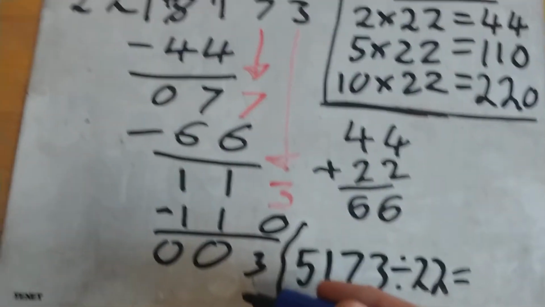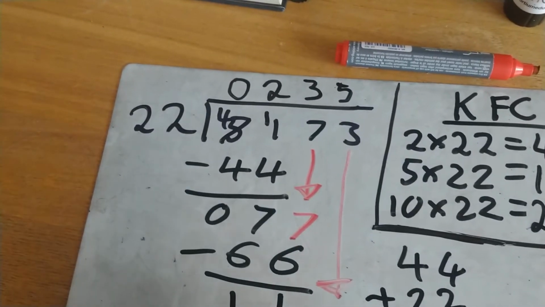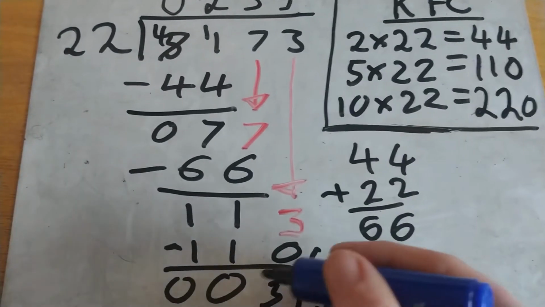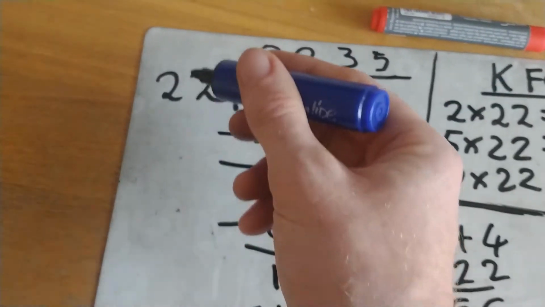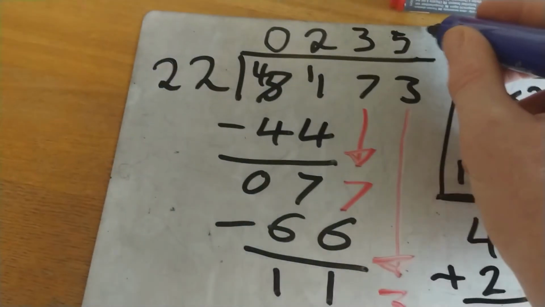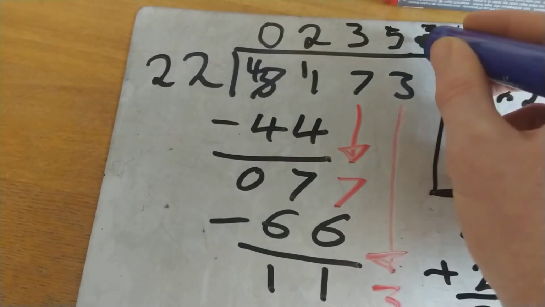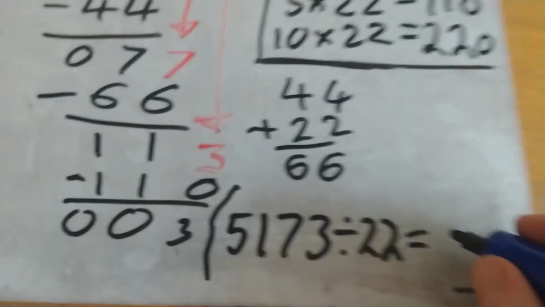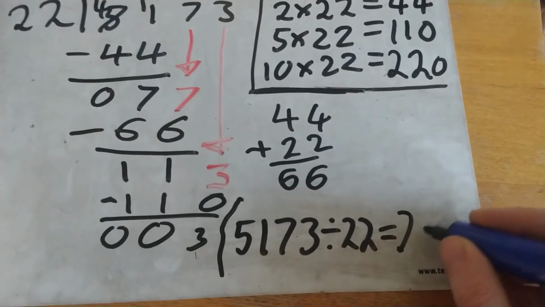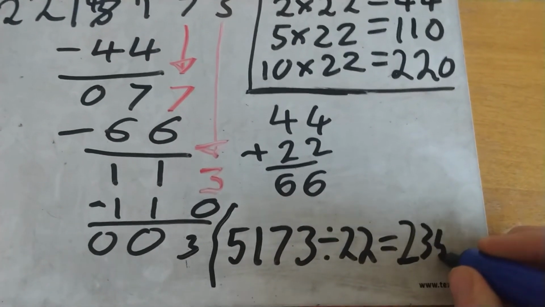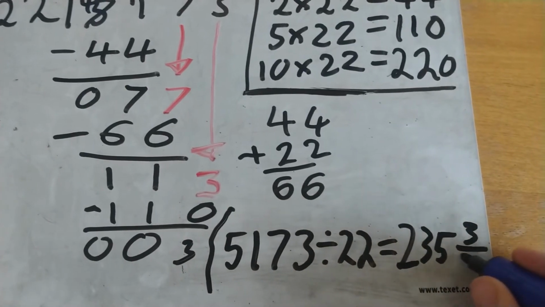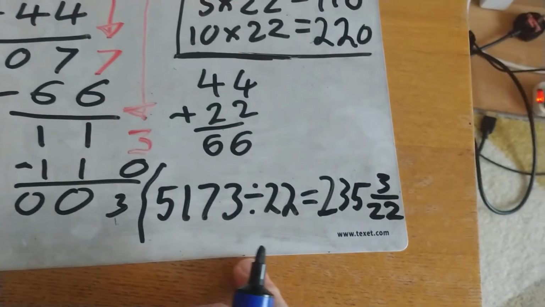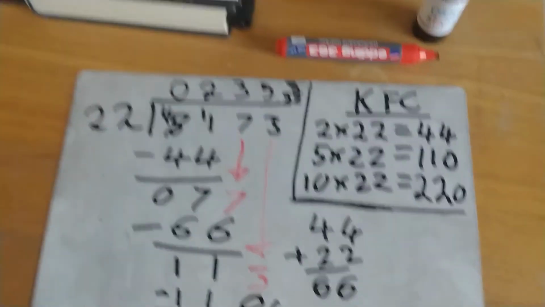This is my remainder. So remember, when we're showing our remainders, we like to show them as fractions. So it'll be 3 over the number I'm dividing by, 22. 3 over 22, which leaves me with my answer of 235 and 3 over 22 as my answer for 5,173 divided by 22.